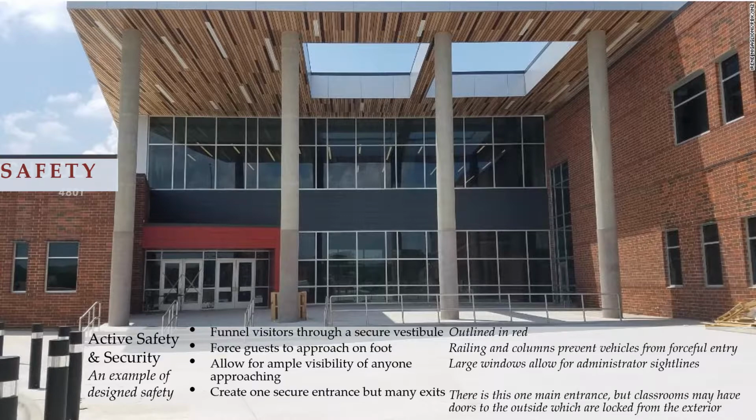Some examples that you can see in this picture of active safety and security is, for instance, the red outline by the door. You can funnel visitors through a secure vestibule that directs them directly into administration. You can see the railing and columns that prevent any sort of vehicle or any sort of motion through those. Large windows can add not just natural daylighting, but good sight lines for administrators to see what's coming from the outside in.